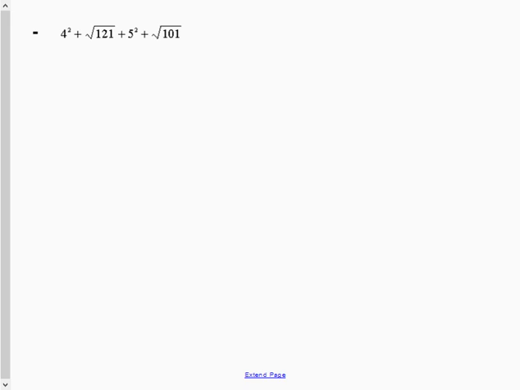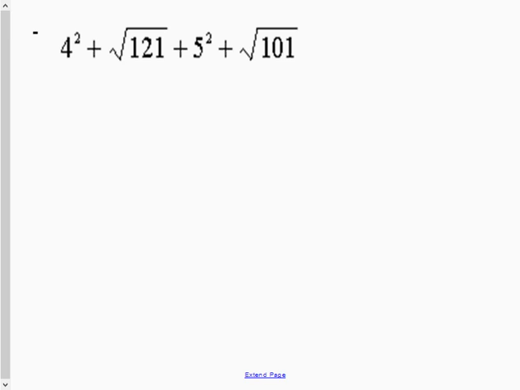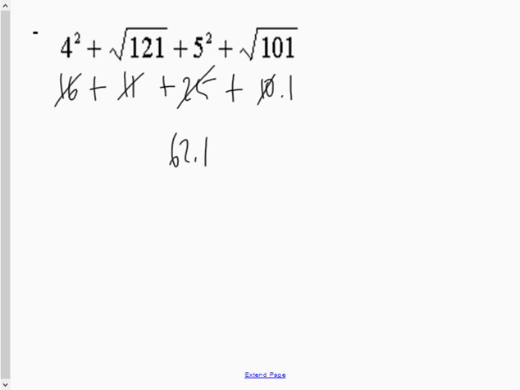Question 2 gives you this long string and asks you to solve it. So 4 squared is 16, plus the square root of 121, which is 11, plus 5 squared, which is 25, plus the square root of 101, which, if you round it, is approximately 10.1. Add those together. 16 and 11 is 27. 27 and 25 is 52. 52 and 10.1 is 62.1, approximately. Because we had to estimate this, it's approximately 62.1.